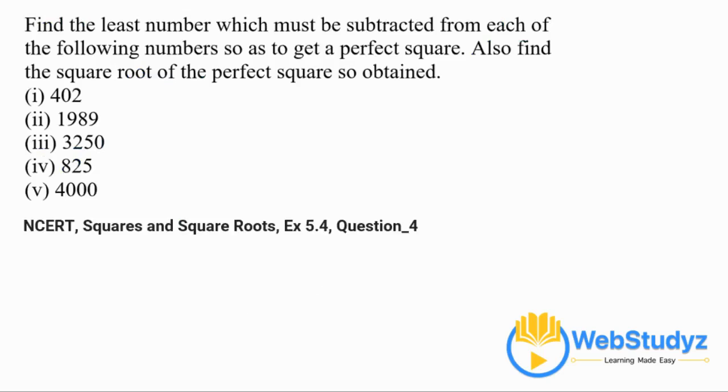So we have found out the least number which must be subtracted from each of the following numbers so that we get a perfect square. And after getting the perfect square number, we have found out its square root.